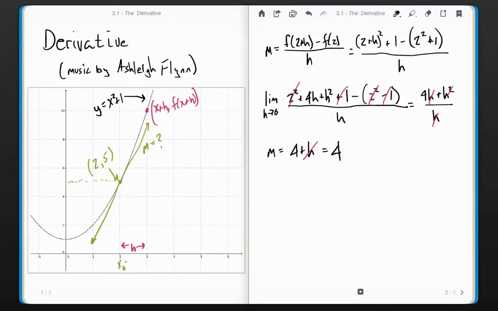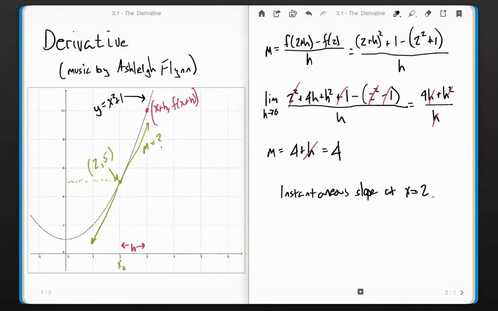Is that a reasonable approximation? Let's check. You know, the scale is not exactly right here. This is roughly over 1 up, and this is 2, so we're kind of starting at 1 and then going up to here. Yeah, so it's roughly over 1 up 4, right? It's believable. So this is the slope, right? And that is the instantaneous slope at x equals 2.